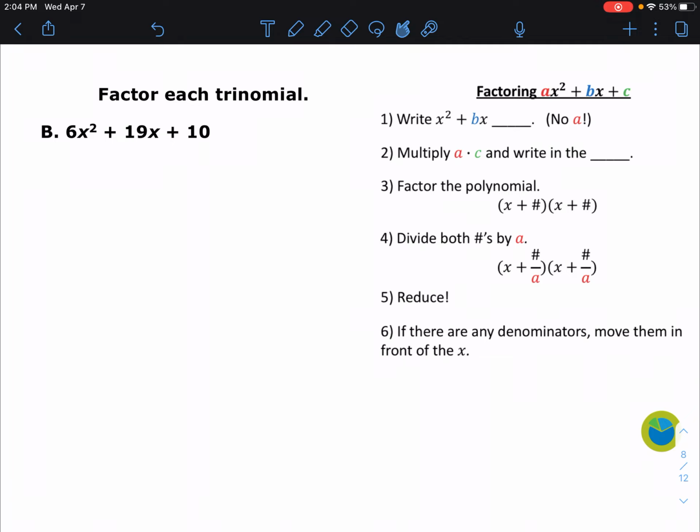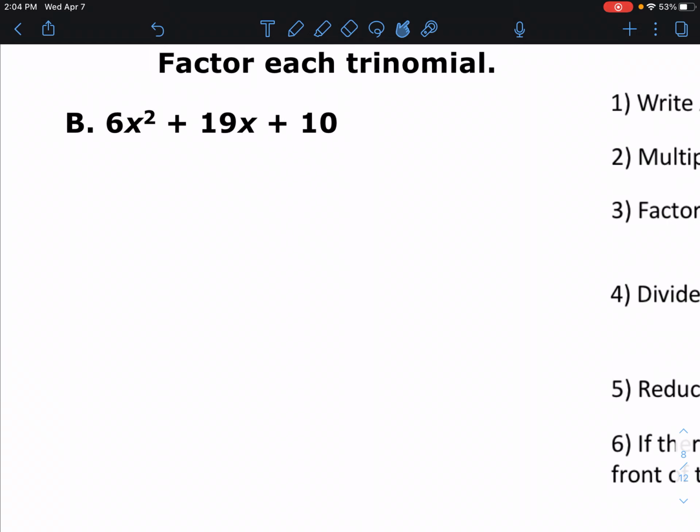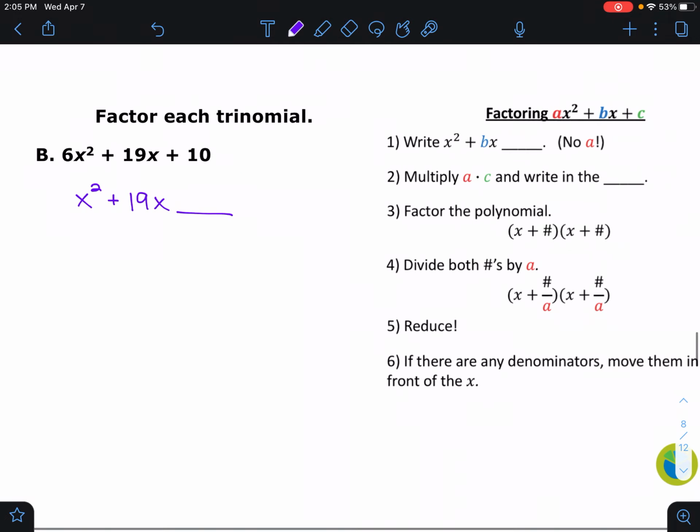So we're going to write x squared plus bx with a blank then. So I'm going to write the 6x squared without the 6 in front of it. So it's just going to be x squared plus 19x and then blank. Okay, now step 2 says multiply a times c and write them in the blank.